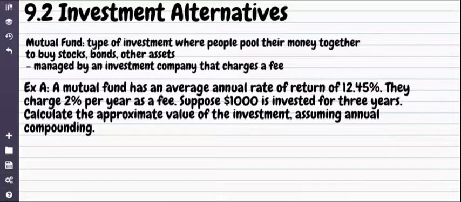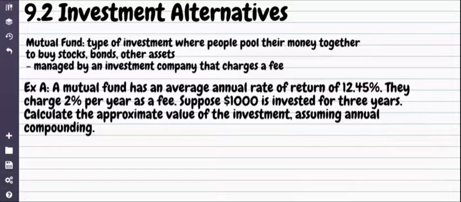So what is a mutual fund? Well, it's a type of investment where people pool their money together to buy stocks, bonds, and other assets. Now, that doesn't mean you have to know those people, okay? You would just go to the investment company or the bank or whatever, and you would say, I want to buy into a mutual fund. And so they would take your money and put it together with other people's money in order to buy stocks. And that way, you're able to buy parts of stocks, and you can have a little bit more diversity in your portfolio rather than just buying your own stocks by yourself.